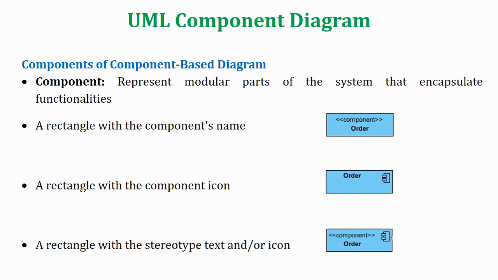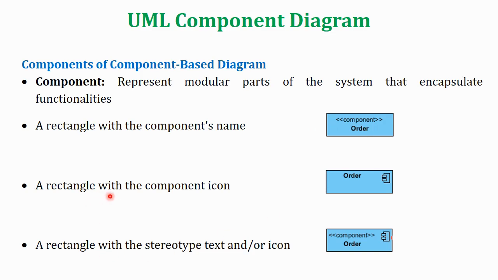Components of a component-based diagram. The component represents the modular part of the system that encapsulates the functionality. So there are three views. Rectangle with the component's name. This is one view. I will show the highlighter here. This is the one view.